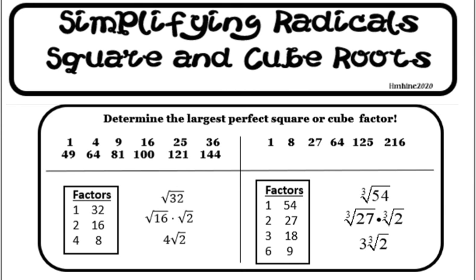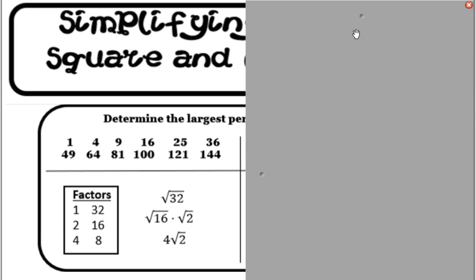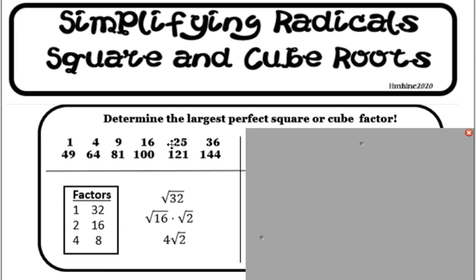Today we'll be simplifying radicals, square and cube roots. To simplify a square root, you first determine the factors. In this instance, it's 32. 1 and 32, 2 and 16, and 4 and 8 are the factors of 32. Which of these factors are perfect squares?